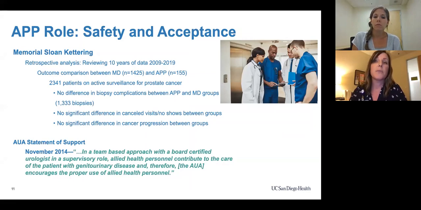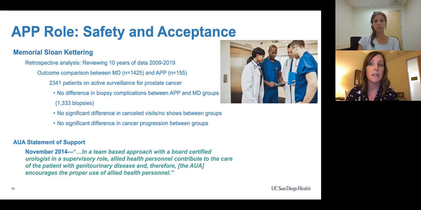The biopsy complication rates were low, with up to 1.5% of infectious complications and only 1 documented case attributed to an APP. So overall, no difference between the 2 providers. Another interesting finding was no meaningful differences between no-show visits when comparing visits by APPs and those by the urologist, indicating patient acceptance of APPs performing biopsies. And finally, and also very importantly, there was no significant difference in cancer progression between the doctor and APP groups. So this particular analysis demonstrates that with adequate education, training, and physician mentorship, APPs can provide a valuable service to patients and to healthcare institutions.